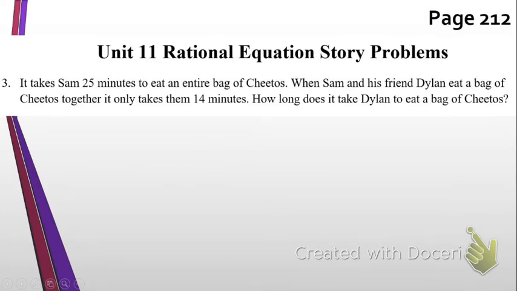It takes Sam 25 minutes to eat an entire bag of Cheetos. That must be an enormous bag. Or he's distracted. When Sam and his friend Dylan eat a bag of Cheetos together, it only takes them 14 minutes. How long does it take Dylan to eat a bag of Cheetos? What should this look like as I set it up?